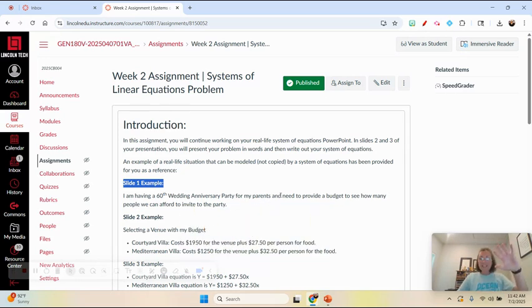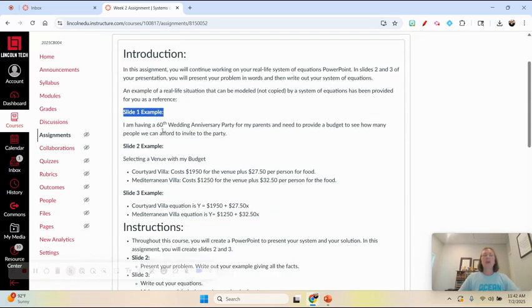You're going to leave that slide in your PowerPoint, but you're going to add 2 slides to it. So we're adding slide 2 and slide 3. Let's look at the example here. Slide 2, we're going to basically give ourselves 2 options. So if we're planning a party, maybe we host it at the Courtyard Villa here. Or if we have another option, maybe we host it at the Mediterranean Villa. So that's what we're going to put on slide 2, whatever our 2 options are.